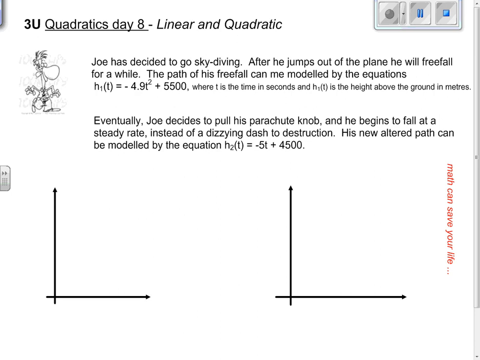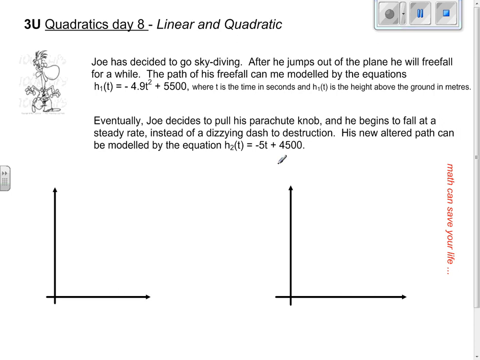3U, we are on quadratics day 8, our last lesson for the quadratic unit, and by far my favorite. We are looking at linear and quadratic points of intersection. So Joe has decided to go skydiving, and after he jumps out of the plane, he will free fall for a while. This is modeled by minus 4.9 t squared plus 5500.